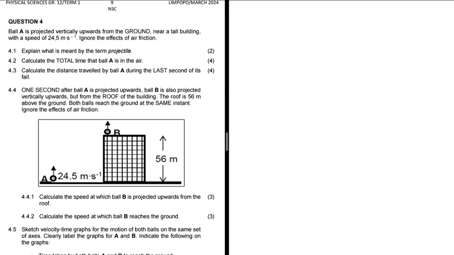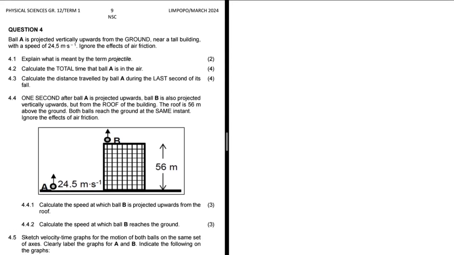Question 4: ball A is projected vertically upwards from the ground near a tall building with a speed of 24.5 meters per second. Ignore the effects of air friction. 4.1, I'm going to let you do that one. We're supposed to explain what is meant by the term projectile. And then 4.2, calculate the total time that ball A is in the air, right?